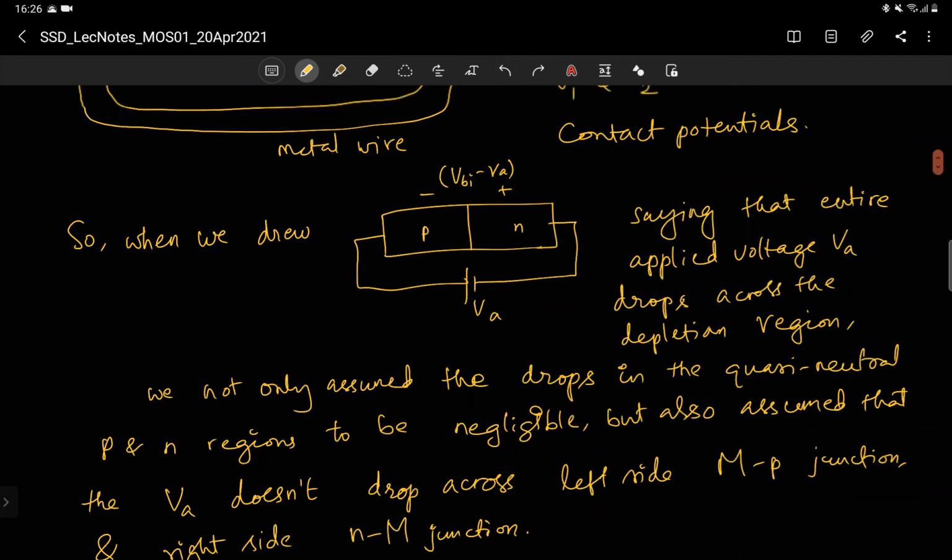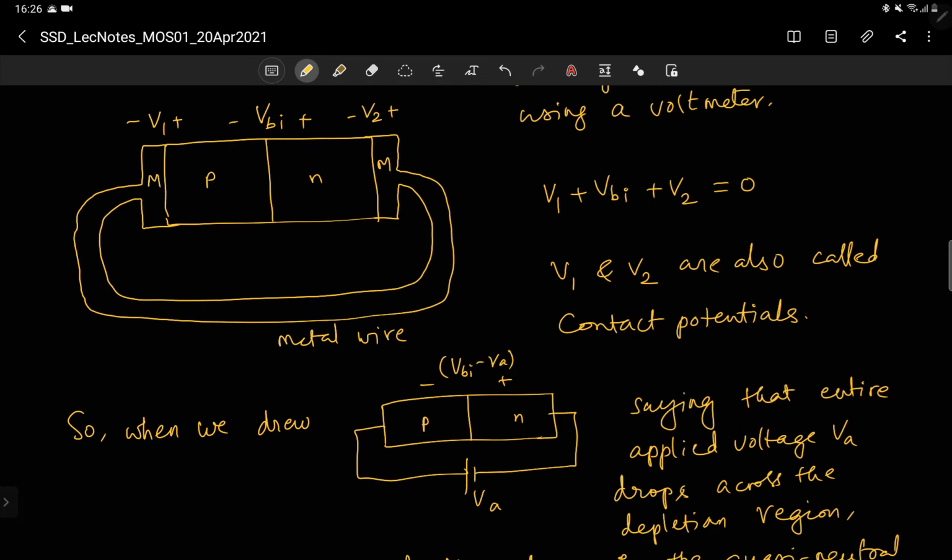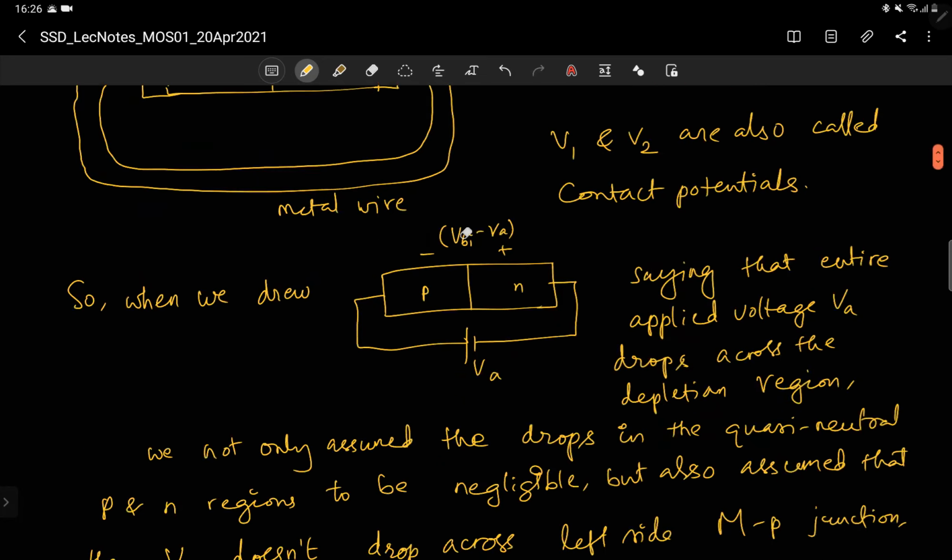Remember that there exist V1 and V2. So it is not like we have neglected the drop across the MP. No, when we apply a battery, the component of VA that drops across the MP is what we are neglecting. We are not neglecting V1 and V2. Remember that. So it's not like we are neglecting VBI.